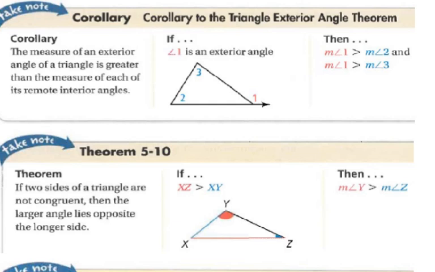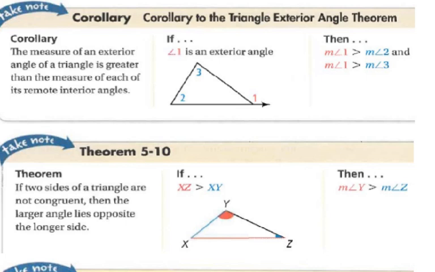This corollary says that the measure of angle 1 is bigger than the measure of angle 3. Well, obviously it's bigger than angle 3. And it also says that the measure of angle 1 is bigger than angle 2. Well, obviously it's bigger than angle 2. I don't know why they have to say this, because we already know this.